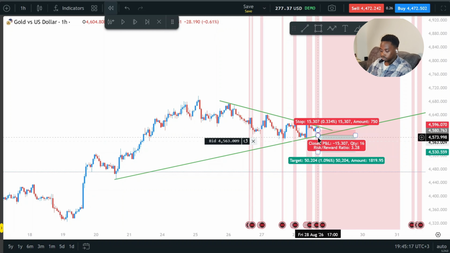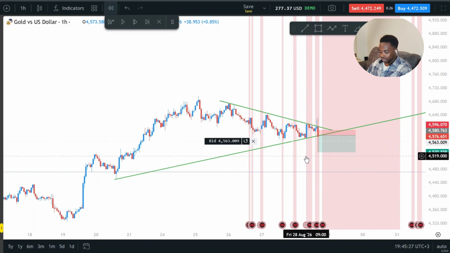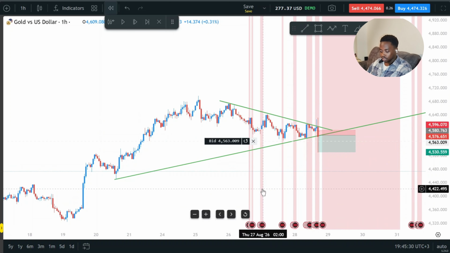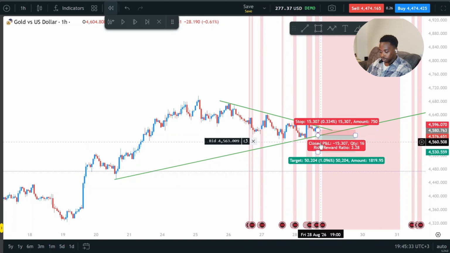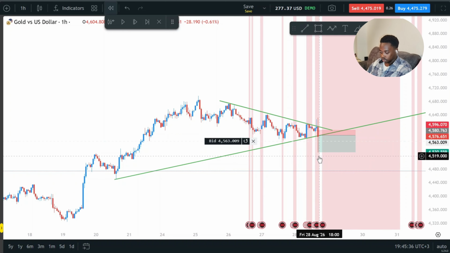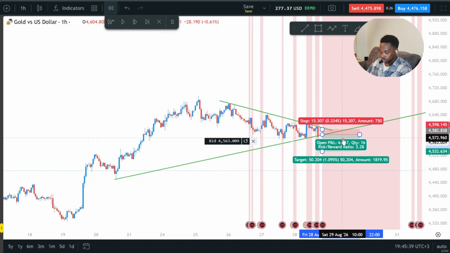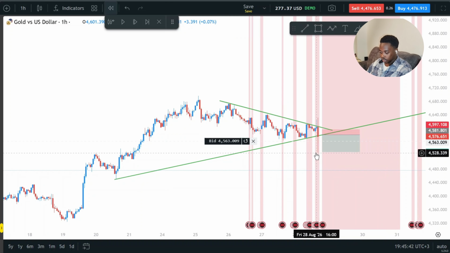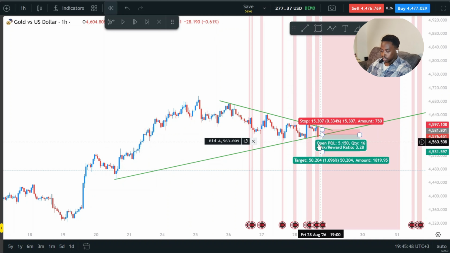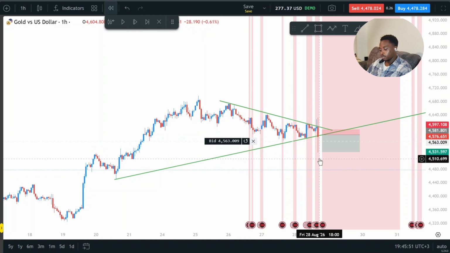So I ended up entering right here, placed my stop loss right above the trend line, and the market did its thing. The price had already reached here before, where this wick is, and then it ended up closing right around here. So I knew for a fact that it's going to go below this wick right here, which is a good risk to reward ratio. Okay, and I ended up getting like $100 in profit.